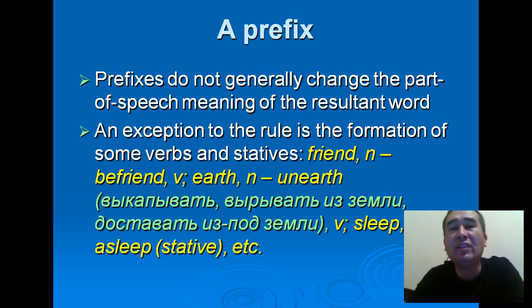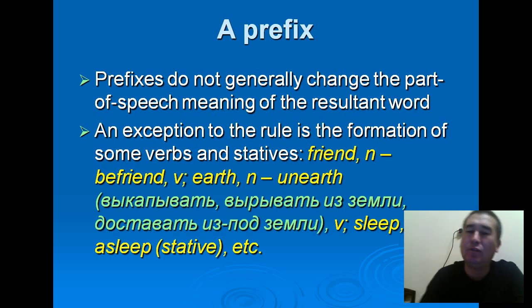Prefixes do not generally change the part of speech meaning of the resultant word. An exception to the rule is the formation of some verbs and statives. For example, friend, befriend; earth, unearthed; sleep, asleep, it's a stative.